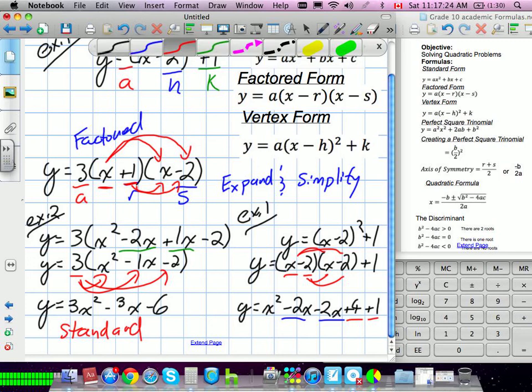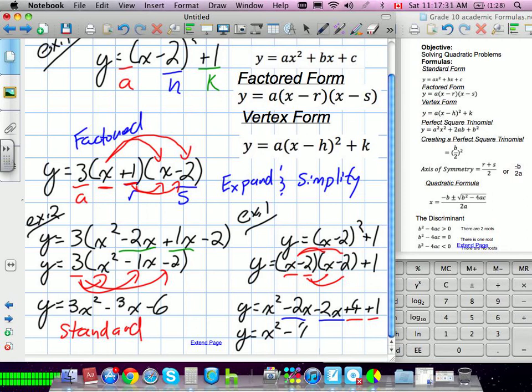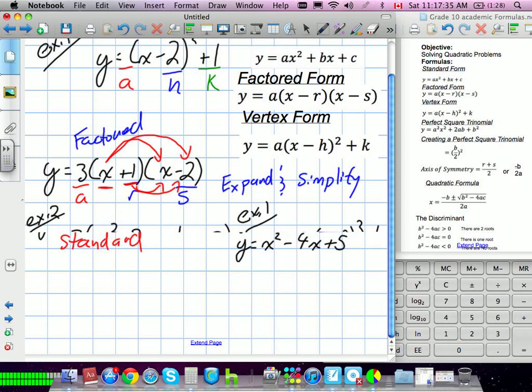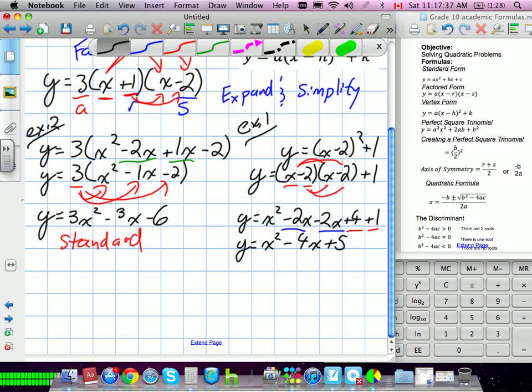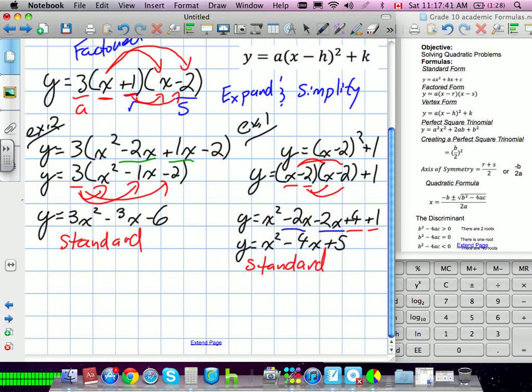Standard again. So same idea. The only difference was from factored, it's already laid out 2 sets of brackets for us. In Vertex, we have to remember to set it up with 2 sets of brackets. There's just one more step to it in our Vertex form. Does that idea make sense for expanding and simplifying? Okay. So we're moving on now.